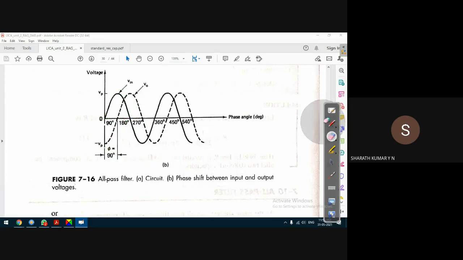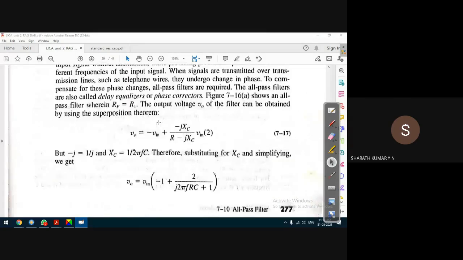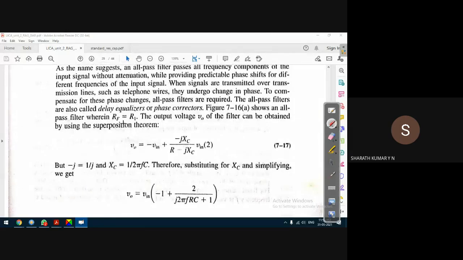So the ultimate intention here is that we are able to pass signals of various frequencies without any attenuation, but there is a limitation that we will understand. The all pass filter is also called a delay equalizer, because as we can see, there is a phase shift. For the circuit shown in this topic, the phase angle is 90 degrees. Of course, we can design the all pass filter for different phase angles also. It is also called a phase correction circuit, or phase corrector.